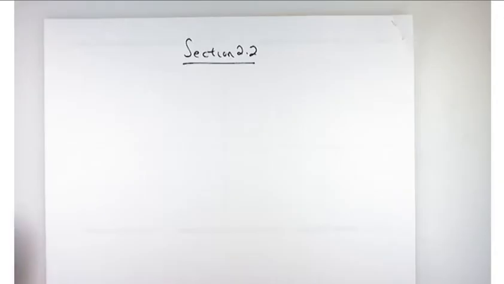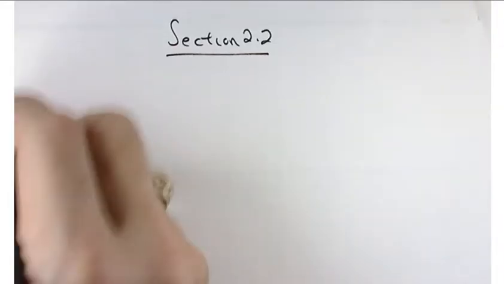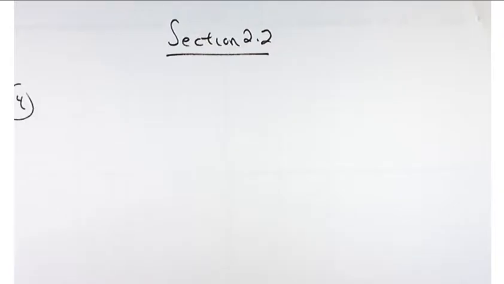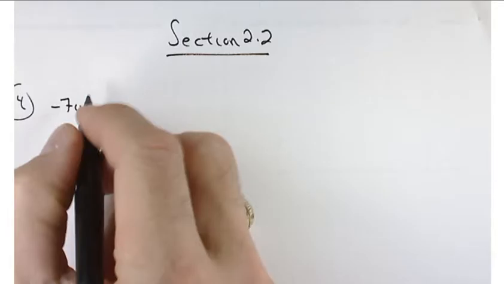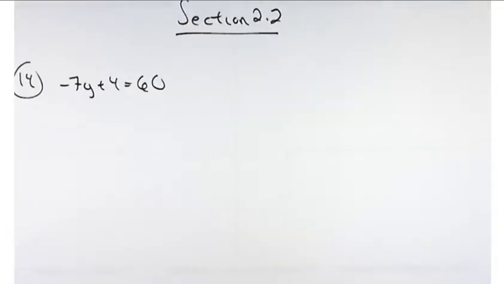In section 2.2, we're going to continue solving equations. The equations are going to get a little bit more complex, and you're going to have to do multiple things to try and isolate the variable. Let's start with problem number 14. We're going to end up having to use the addition properties of equality and the multiplication properties of equality repeatedly to solve these types of equations.